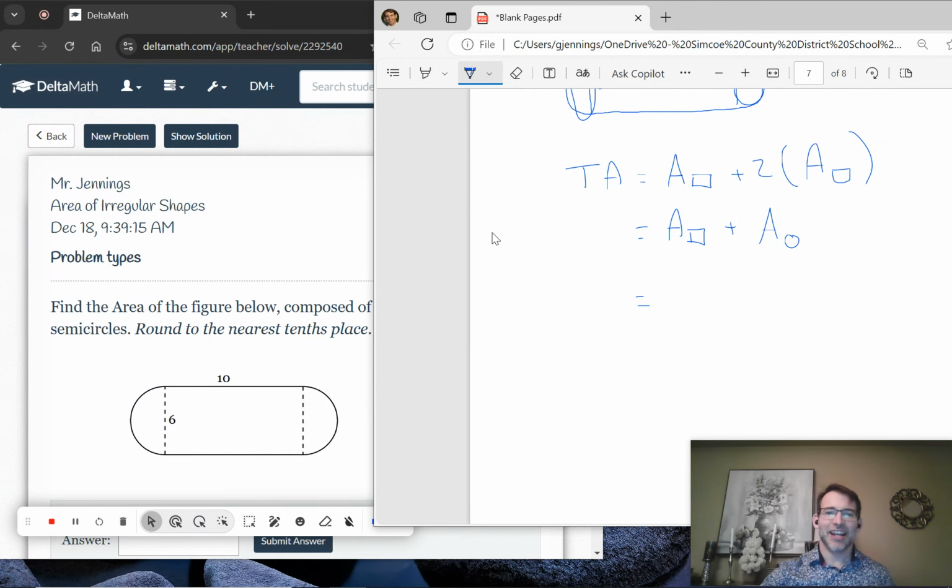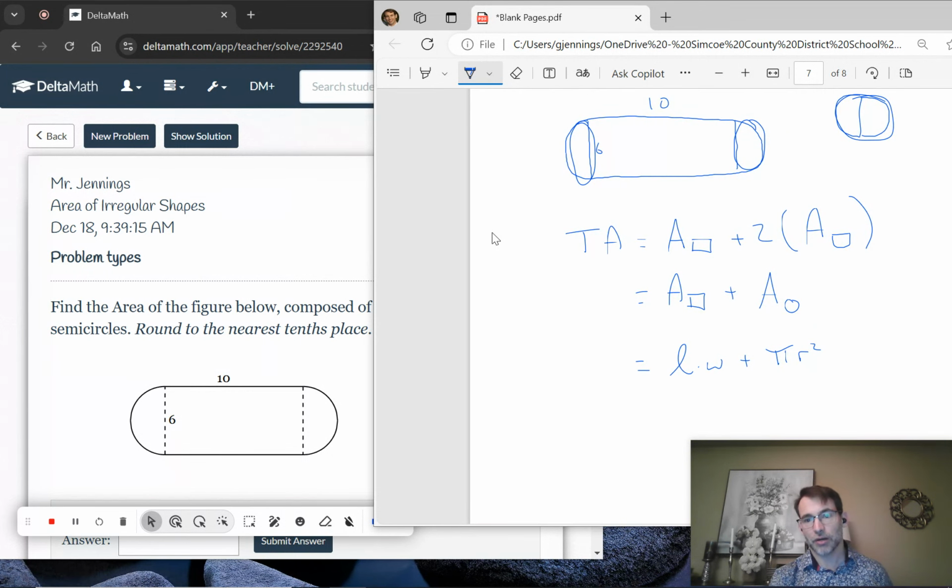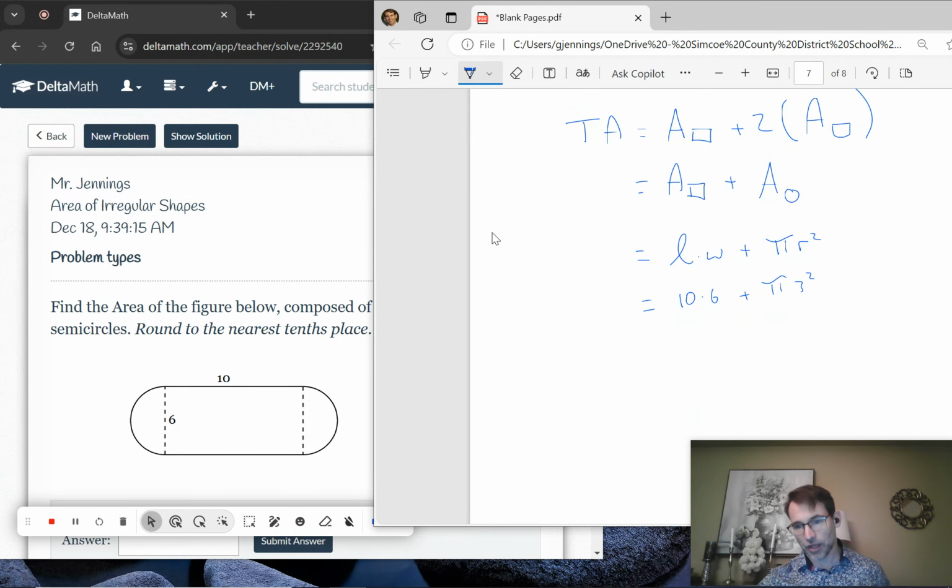So area of the rectangle is length times width plus area of the circle is pi r squared. And we get these values from up here. The length and the width of the rectangle is 10 and 6, so 10 times 6 plus the radius here, well, it's half of 6. So the radius of my circle is 3, so that's pi times 3 squared. And then the exact value of this area would be 60 plus 9 pi.